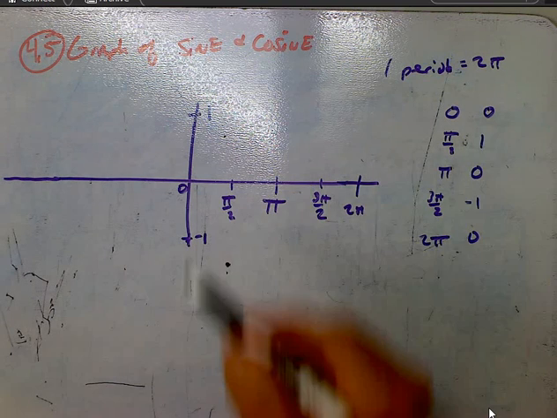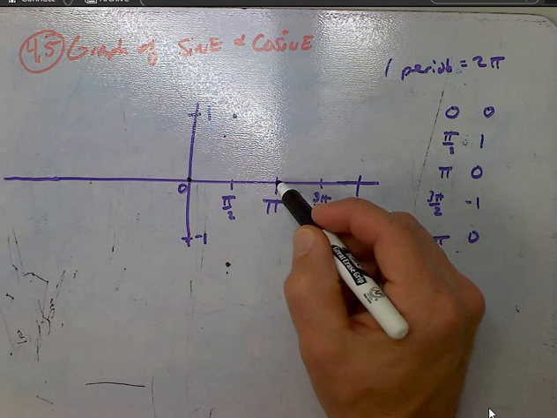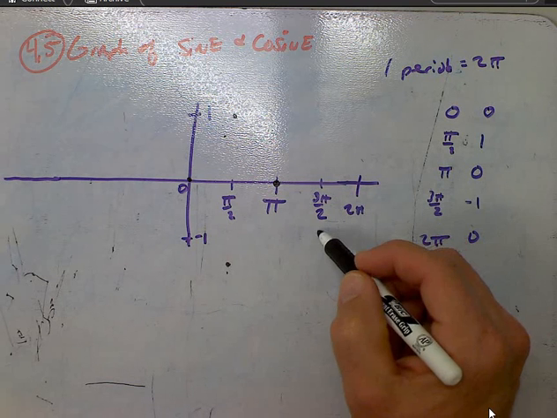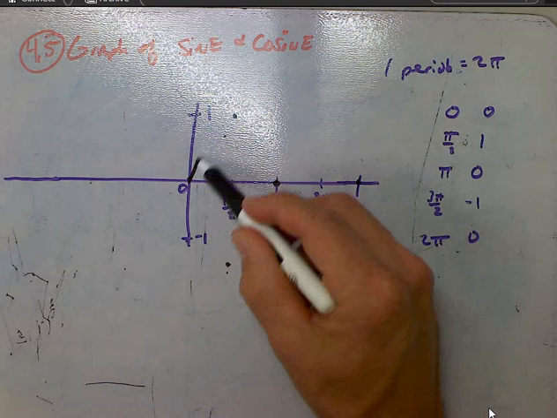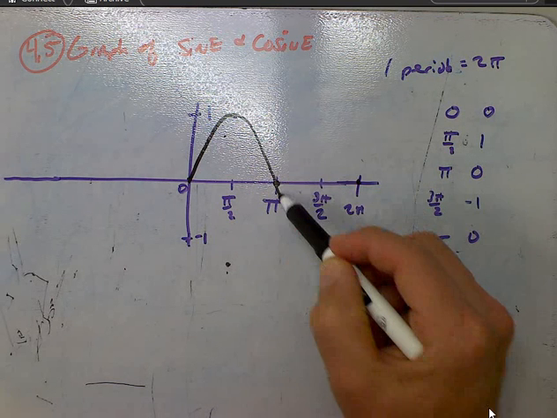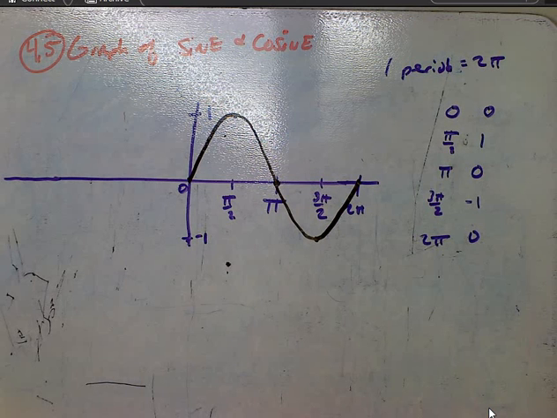So 0, 0, pi over 2 is 1, pi is 0, 3 pi over 2 is -1, and 2 pi is 0. So the basic sine curve is going to look like this. And that is the sine graph over one period.